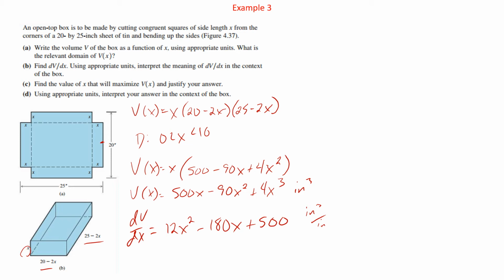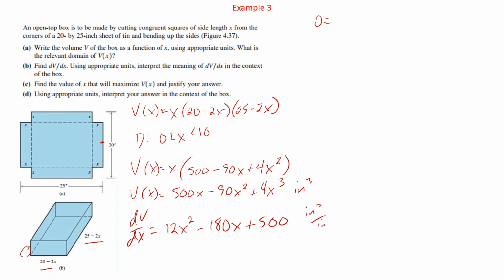So then using appropriate units, interpret the meaning of dv over dx in the context of the box. That would be the cubic inches that the volume is changing for every inch of x that we're taking out. Find the value of x that will maximize v of x and justify your answer. So we need to set this equal to 0. So I'm going to go up to the top. 0 equals.